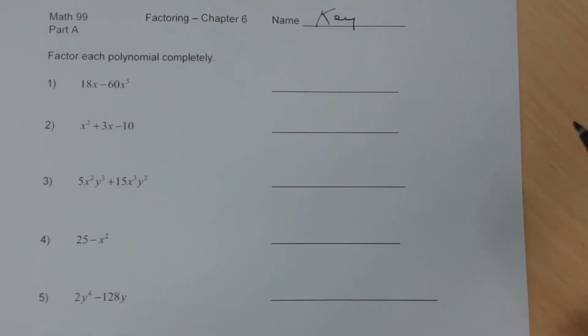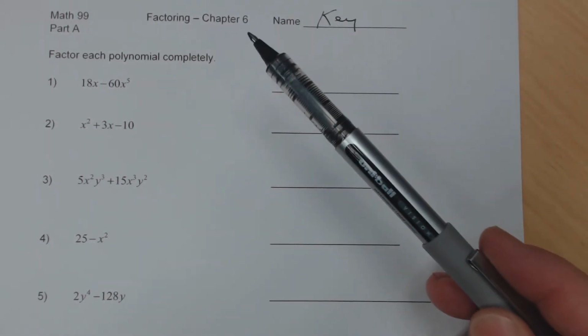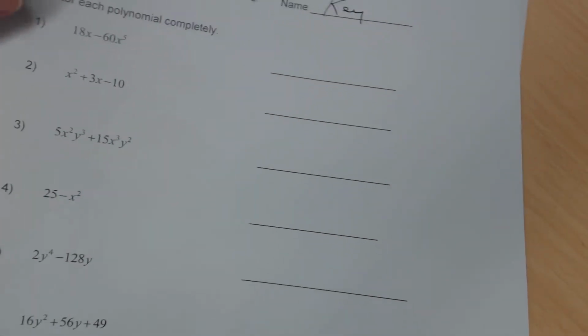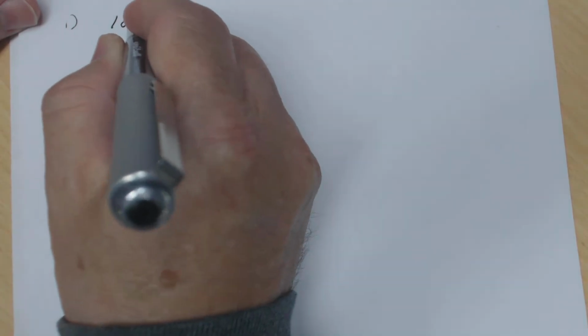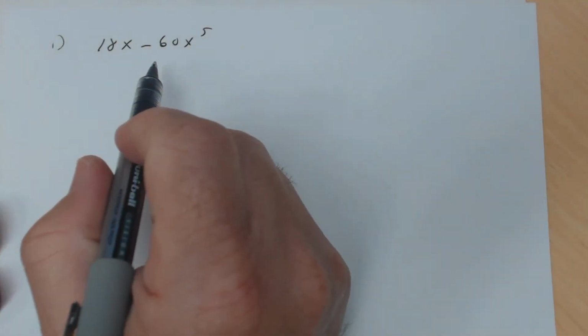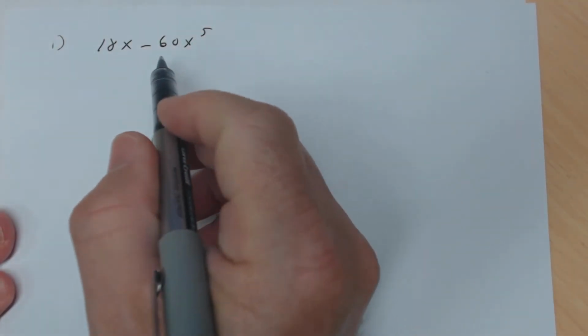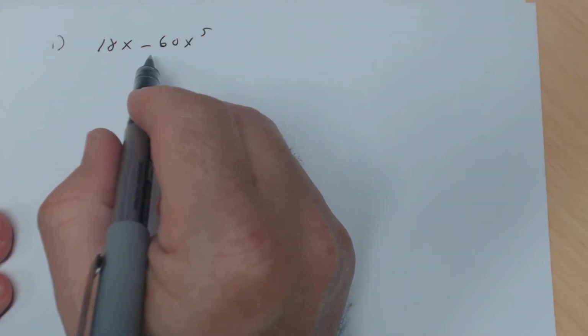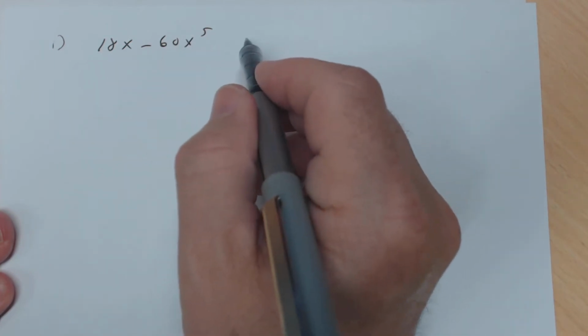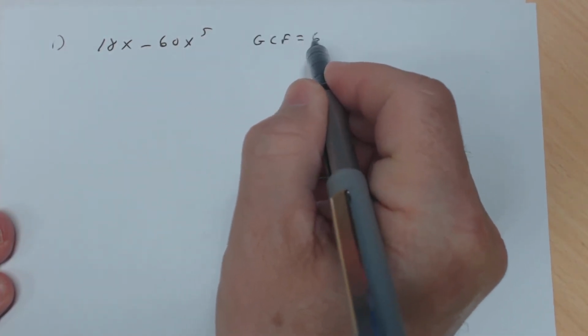Okay, so this is the key to Chapter 6 Factoring Part A. So let's look at number 1. Number 1 says you have 18x minus 60x to the fifth. The first thing you always want to do is see if you have a GCF other than 1. I do have a GCF other than 1 here. It looks like I can factor out a 6, so the GCF here is 6x.